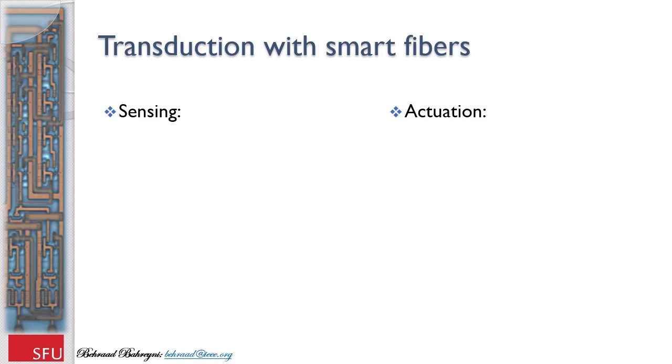So conversion of information or energy between different domains is done through different methods with smart textiles or smart fibers that are used to make smart textiles. On the sensing side, the most common technique is to use some sort of a resistive response in, let's say, coordination with whatever stimuli that you're considering. So this could be piezoresistive response, where the resistance changes with applied strain. It could be a thermal resistive response, where the resistance changes in response to change in temperature. But a similar change in resistance can also be attributed to change in humidity or other effects.